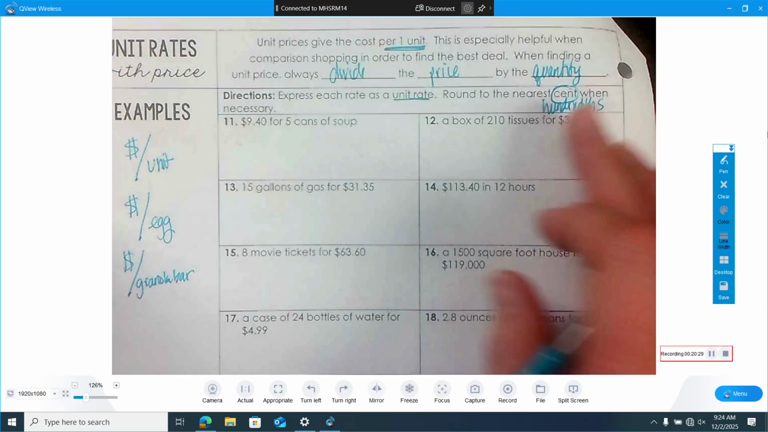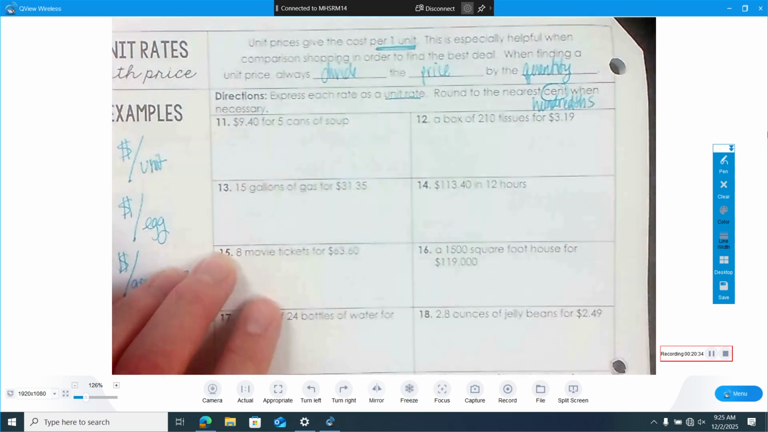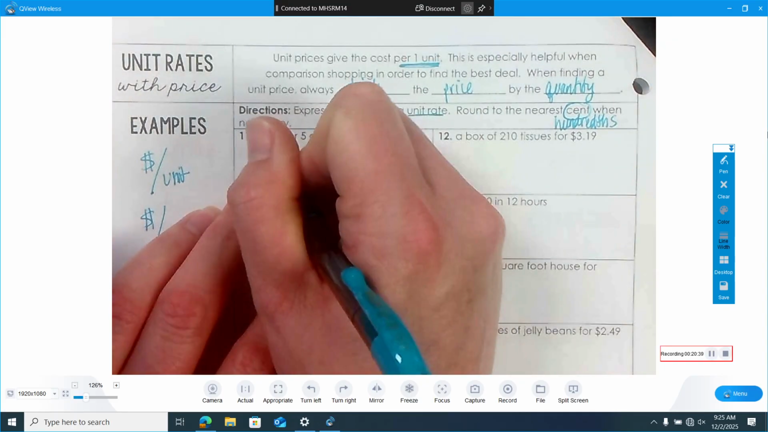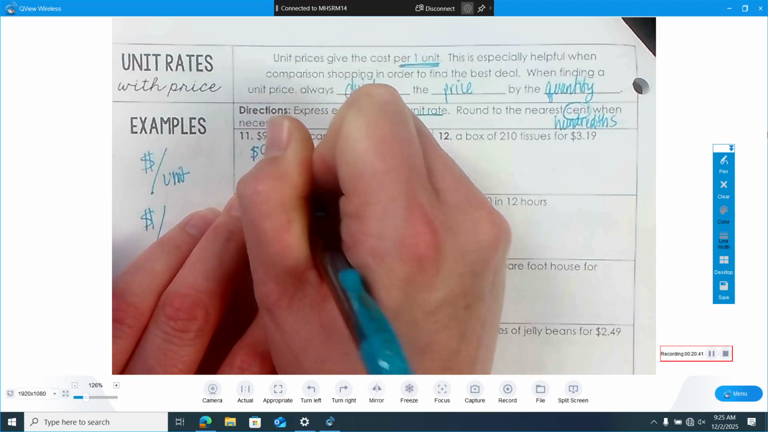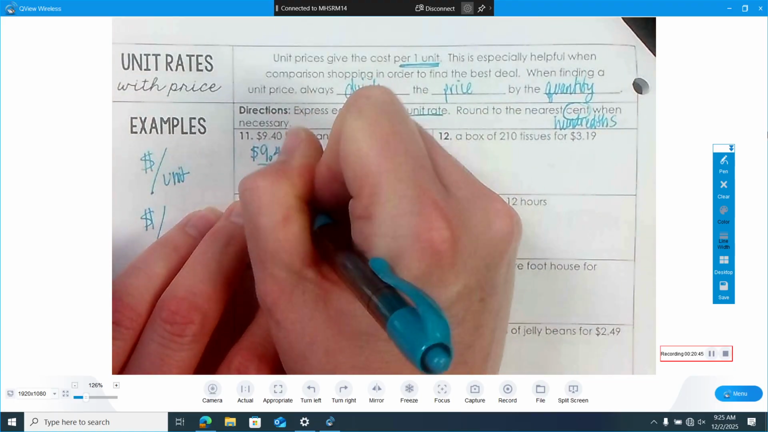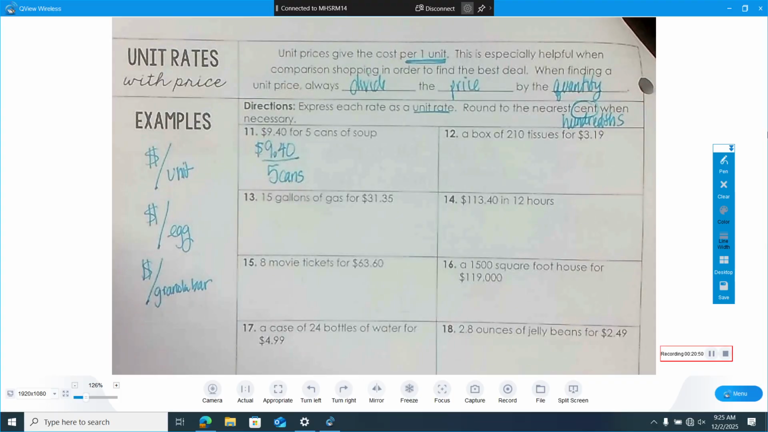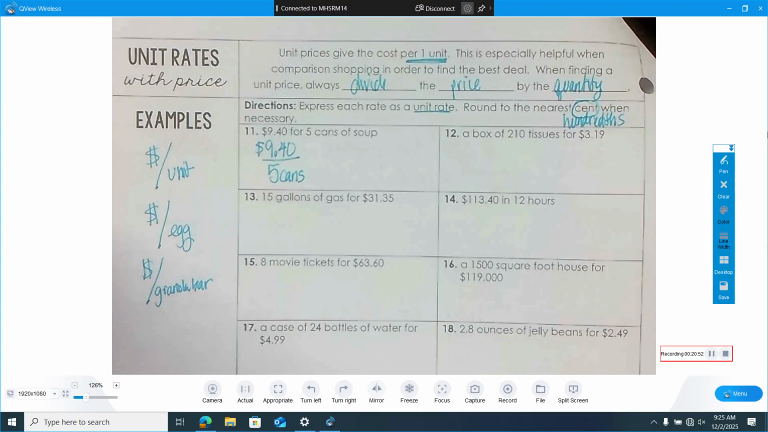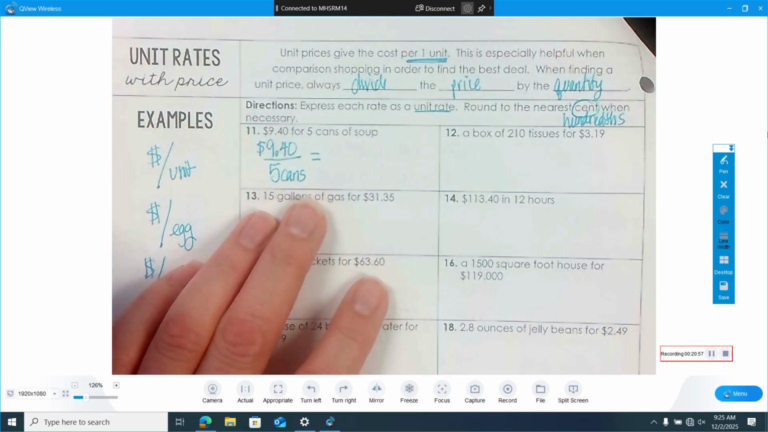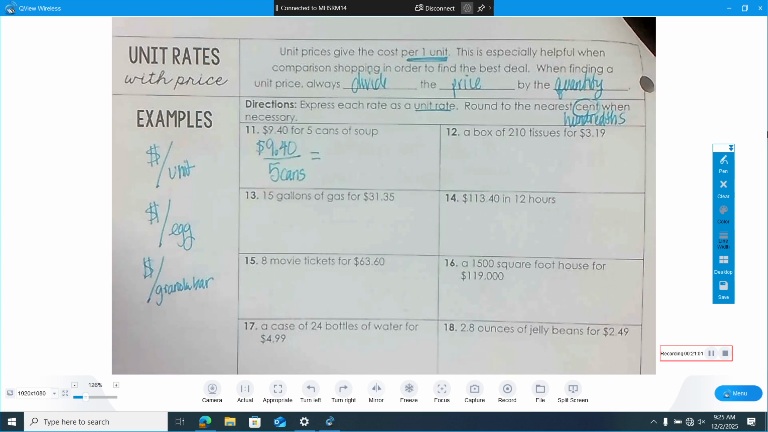All right? So here we go. We have $9.40 for 5 cans of soup. How are we going to find the unit price? We're going to take the money on top, $9.40, and what do we need to divide by? The 5 cans. All right? So again, we're taking the price and we're dividing it by how many that we have there. So we're dividing it by 5 cans because we want to know the cost for every single can. All right, so $9.40 divided by 5, use your calculators.